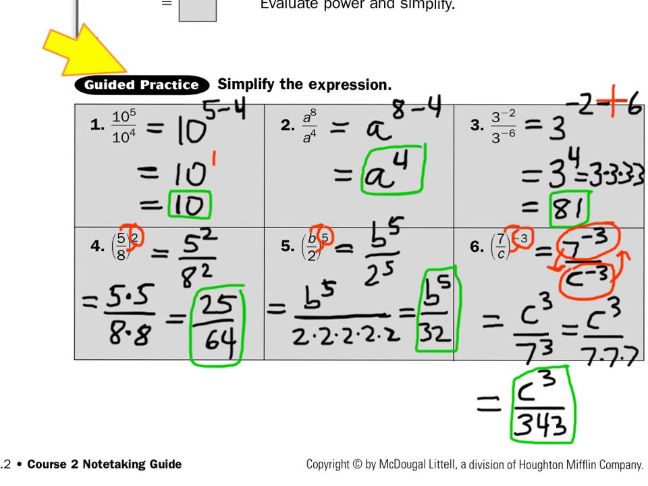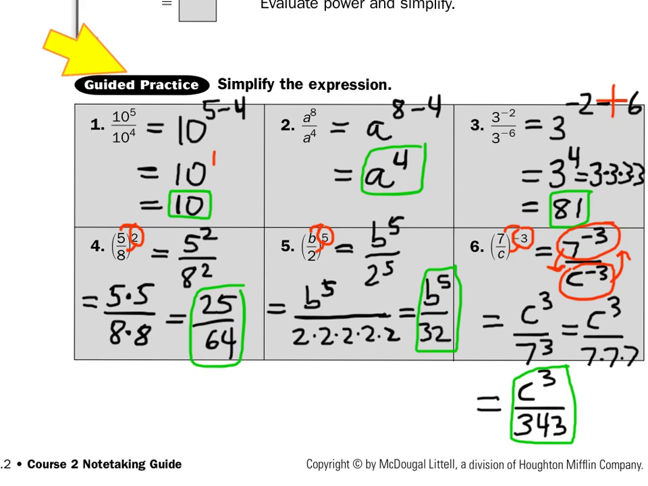And then take a look at number 5. I have in parentheses b over 2, all raised to the 5th power. So draw a rainbow from the 5 to the b and the 5 to the 2. So that would be b to the 5th power over 2 to the 5th power. And I wrote it out right there, so that would be b to the 5th power over 32.